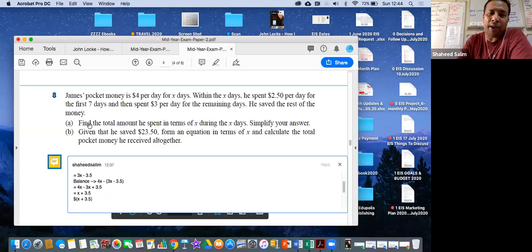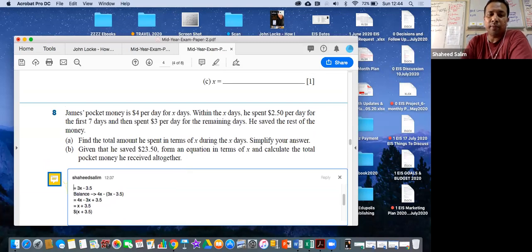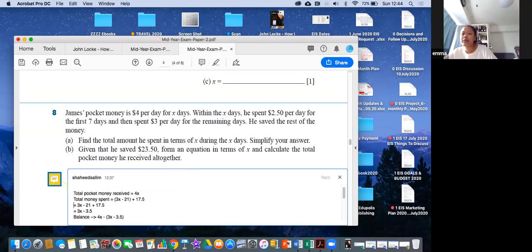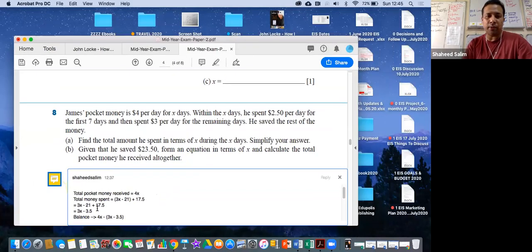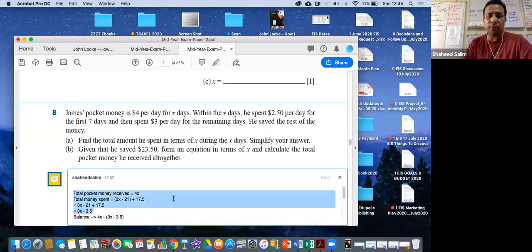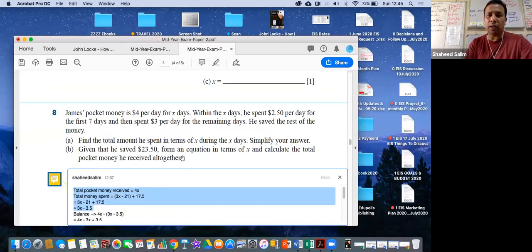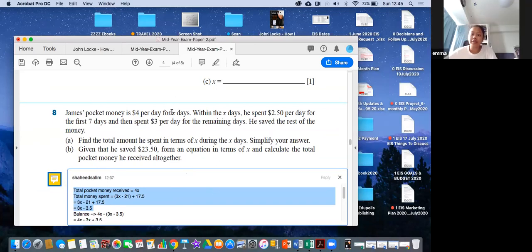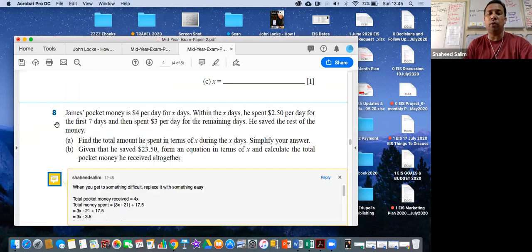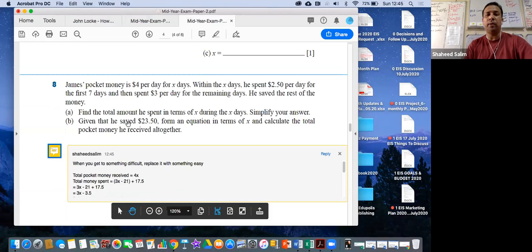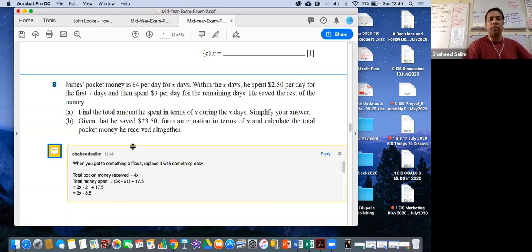So find the amount of money you spend in terms of x during the x days. Have you found it? Yeah, you found it there. Emma, are you there? Can you see it? So your answer will be what? Total amount of money spent. 3x minus 3.5. Yes, okay. Then you put it into a bracket. Then, given that they are saved, now you solve this one. Or you can do the whole thing on your paper, you can carry on. But you are supposed to form an equation with this.